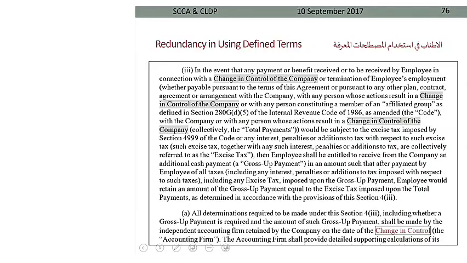If you're going to create a defined term, you might as well use it in a way that makes sense. The defined term is change in control. It's defined to mean, the definition is a change in control of the company, blah, blah, blah. So of the company is built into the definition. Nevertheless, the drafter used the defined term, but then put of the company after. It's redundant because of the company is built into the defined term. But you see this sort of thing quite a lot anyway.